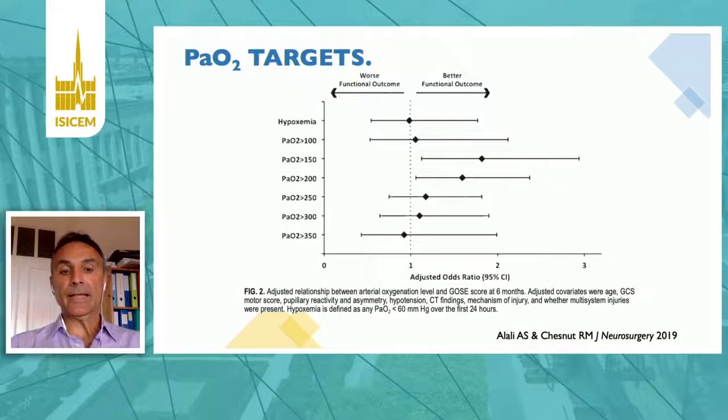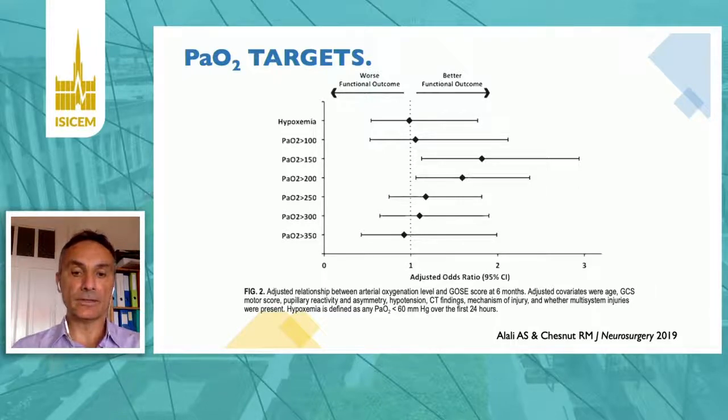This is another study, an analysis of a randomized controlled study on pharmacological intervention in TBI patients. They looked at this prospective data and looked back at the thresholds, the targets of PaO2, and tried, adjusting for several outcome predictors, to see whether there was a threshold that was associated with worse functional outcome or, on the contrary, better functional outcome.